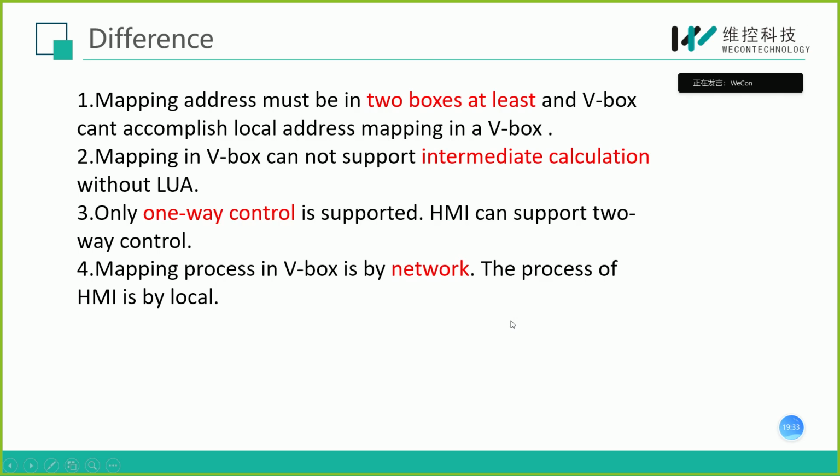So there are four differences between HMI and Webox. The first is that mapping must involve at least two Webox, whereas HMI can accomplish local address mapping in a single device. Webox must have at least two boxes.